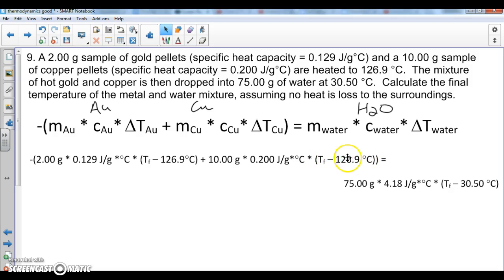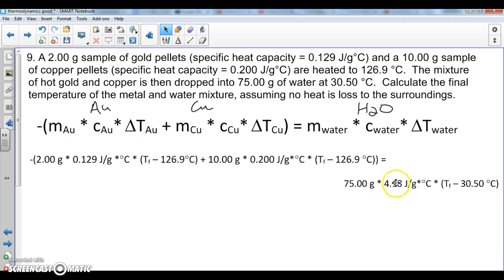Now remember, notice that Ti is the same for both. That's because we heated both those metals up at the same time to 126.9 degrees Celsius. Now, I just want to double check my parentheses. Okay, it looks good. Alright, so then we're going to set that to the other side. 75 times 4.18, what is for water? We need to know this from our blue card. Times the delta T, which is TF minus 30.50 degrees Celsius. Now, why is Ti 30.50 degrees Celsius for water? Well, that's what the water temperature starts out to be.